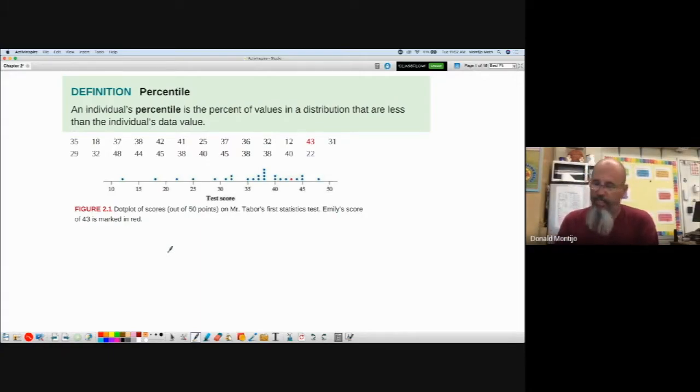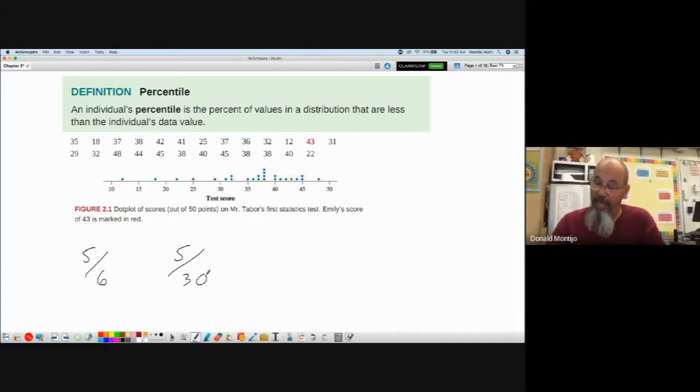So to do this, the first thing we're going to look at is your percentile. So for example, I came in fifth. I had the fifth highest score out of 6 students. You had the fifth highest score out of 30 students. So really, where were we? What was our percentile?